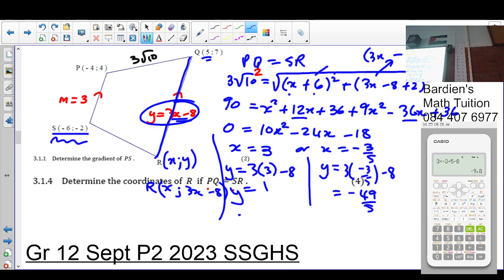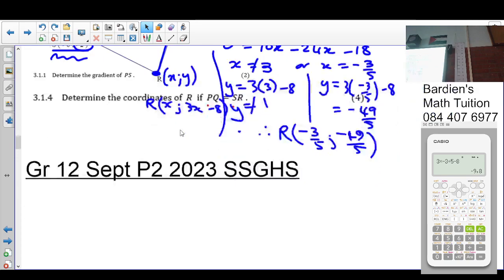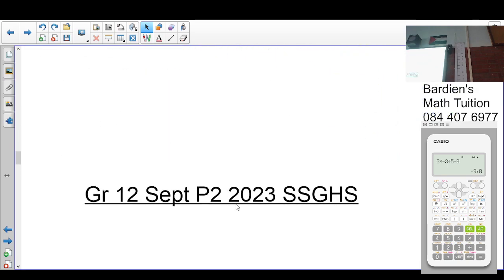So if you look here, earlier on I said your y value must be less than negative 2. So which means to say that it has to be omitted. So therefore R has to be negative 3 over 5 and negative 49 over 5. Okay? I think that was a good question there for 4 marks. Let's go to the next question.